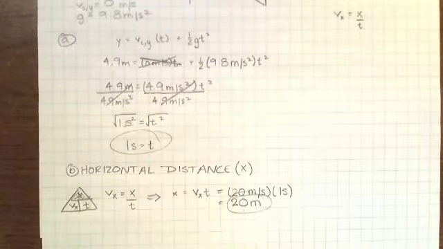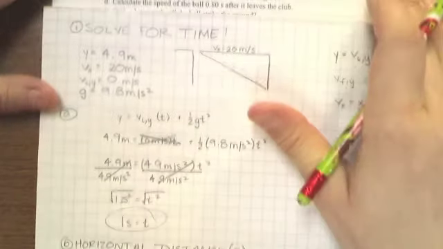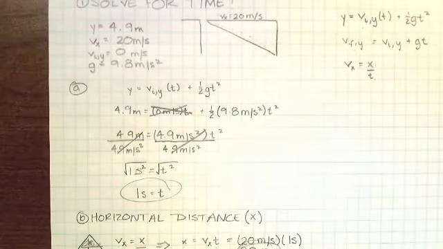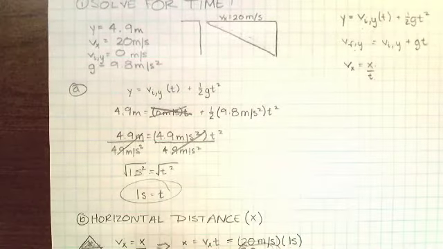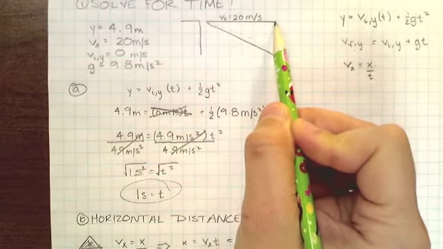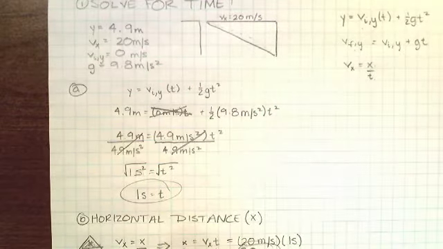Now, the next thing they ask us is they want to know the acceleration of the ball 5 seconds after being hit. So we've got this golf ball, and it's going at a constant 20 meters per second horizontally. So that means there's no horizontal acceleration.